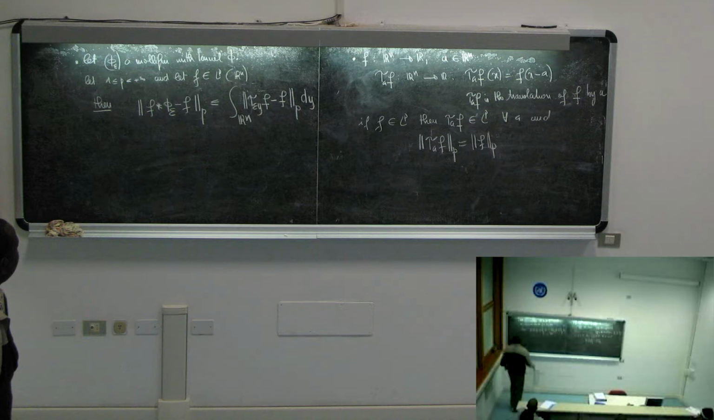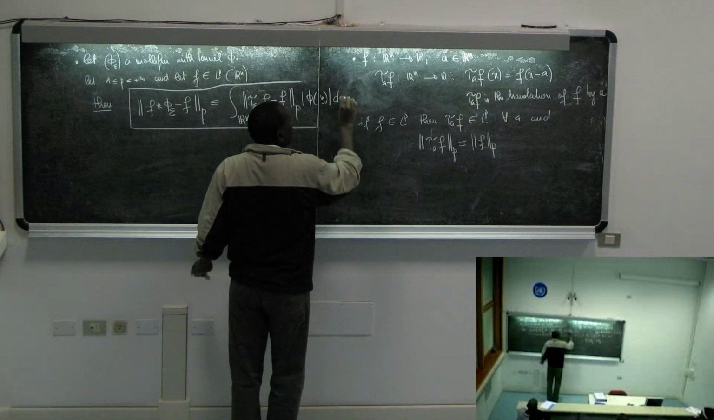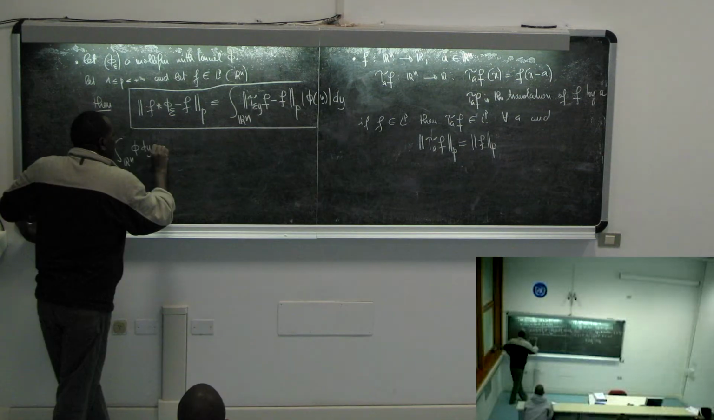This inequality we will use a lot. And we can see how to get it. Here we have the absolute value of phi of y dy. It reminds this term. So how to get this? Since the integral over Rn of phi dy is equal to 1, because phi is an L1 function and the integral is equal to 1.